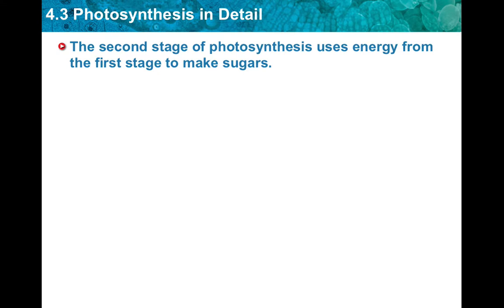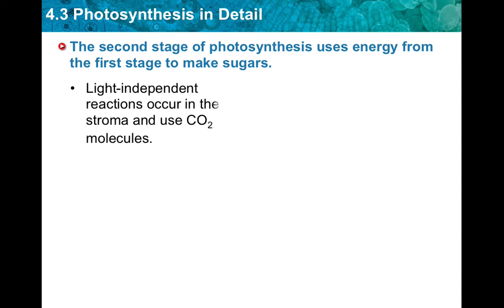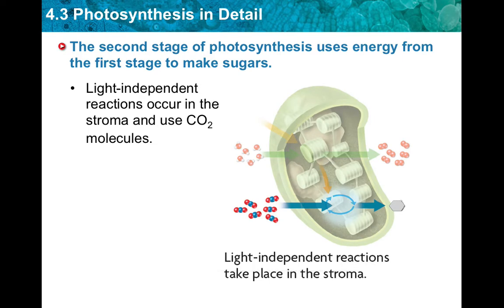The second stage of photosynthesis uses energy from the first stage to make sugars. So the second stage, the light-independent reaction, happens in the stroma and uses CO2 molecules, or carbon dioxide molecules.